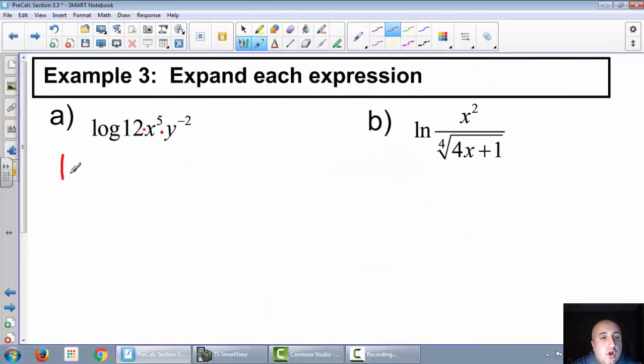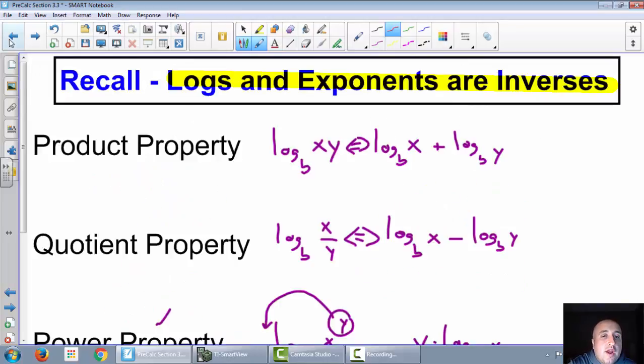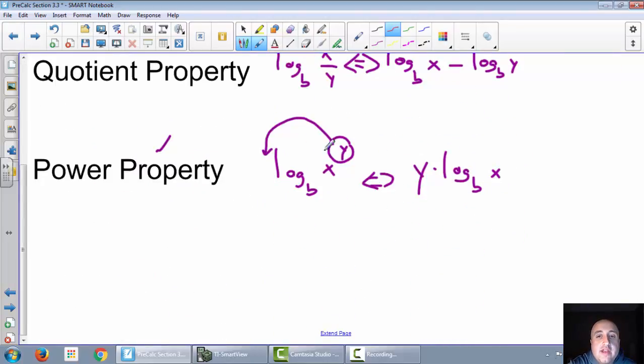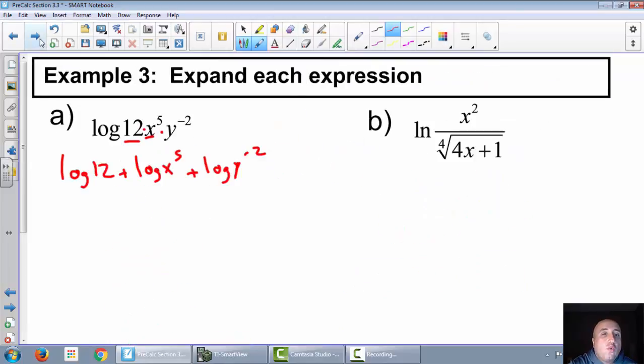So we're going to do log of 12. That's our first number, plus log of x to the 5th. That's our second number, plus log of y to the -2. Okay, so we've made it bigger, but now notice that we have exponents. What does the exponent property, or the power property, say? It says that if you have an exponent, it comes to the front of your log, so that will expand it even more. It's going to make it wider.